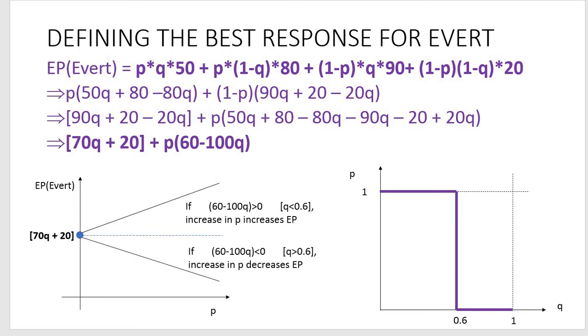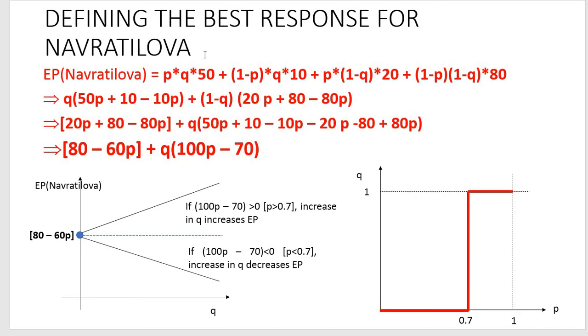As a result, here is the best response function for Evert. Now we can do the very same analysis for Navratilova. So here is the expected payoff function of Navratilova. Again, you do those basic algebraic operations in order to get a linear function. So this part does not contain any q. This is basically just the value of the intercept. And this is the coefficient of q, 100p minus 70.